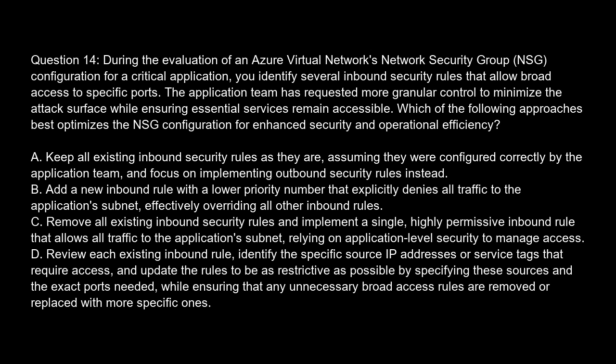Option D. Review each existing inbound rule. Identify the specific source IP addresses or service tags that require access, and update the rules to be as restrictive as possible by specifying these sources and the exact ports needed, while ensuring that any unnecessary broad access rules are removed or replaced with more specific ones.